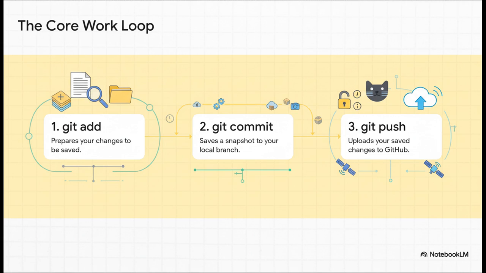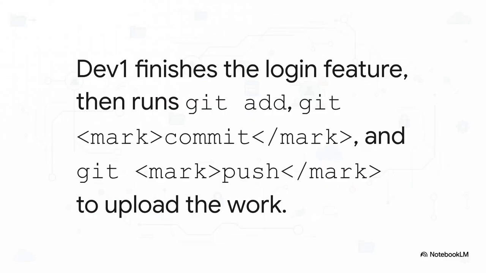Git add is like gathering up all the files you've changed and putting them in a box. Git commit is like sealing that box and putting a label on it describing exactly what's inside. And Git push? That's mailing the box up to the shared warehouse, which is our GitHub repository. So let's see that in action.